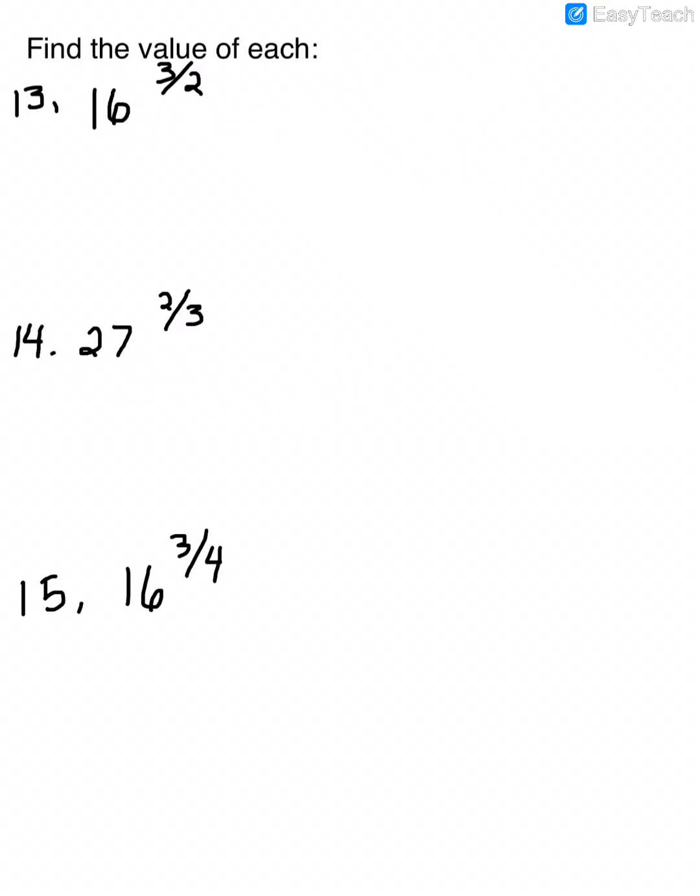Alright, to find the value of each, I'm going to do the same thing. My root is on the bottom, so 16 to the 3/2 power. My root is 2, so it's the square root of 16 raised to the 3rd power. Well, the square root of 16 is 4, and 4 to the 3rd power is 64.